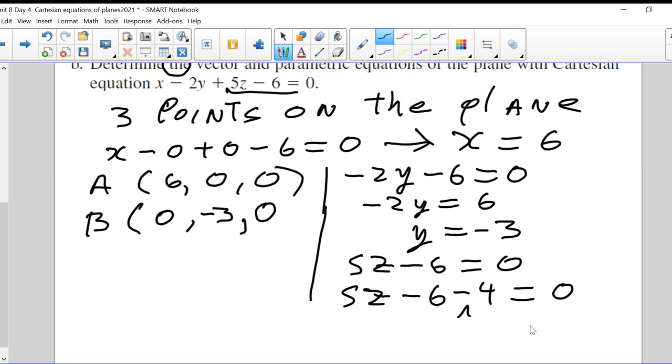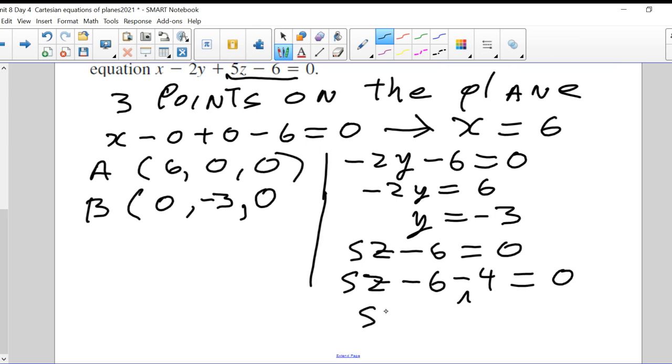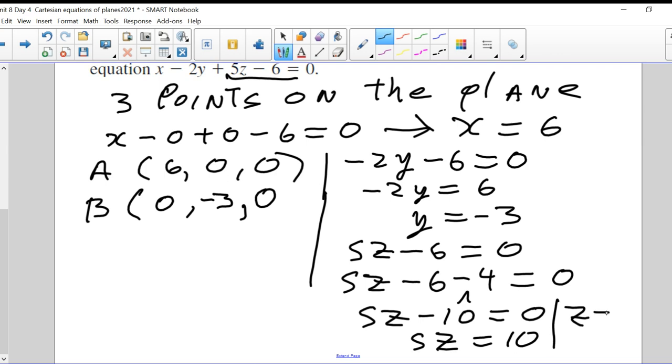So if I did that, then I'd have this: 5z minus 10 equals 0. So therefore 5z is equal to 10, and therefore z equals 2. So here's my next point, my C point. I have an x value of minus 4, I have a y value of 0, and I have a z value of 2.